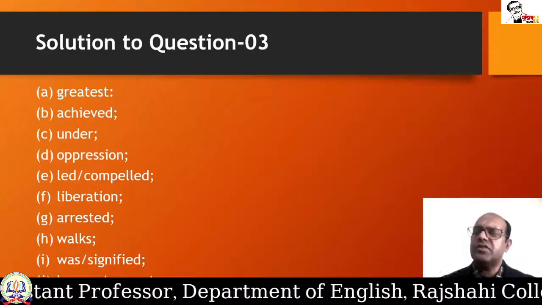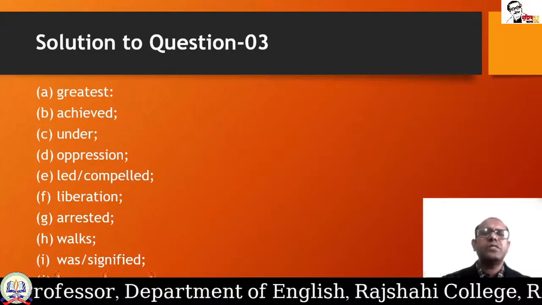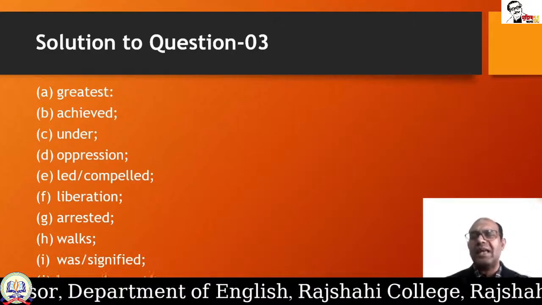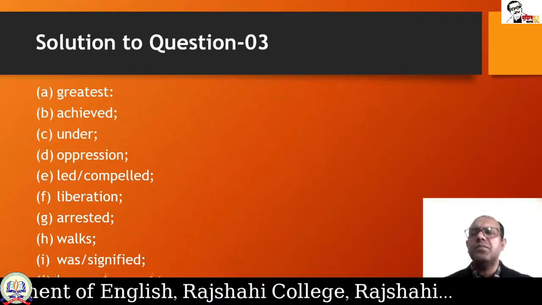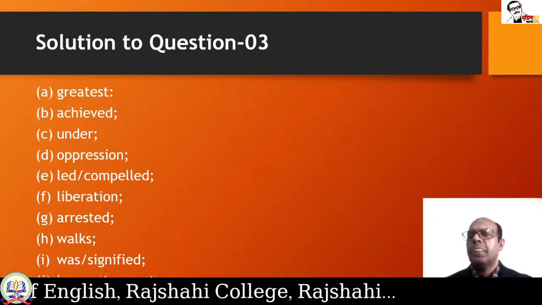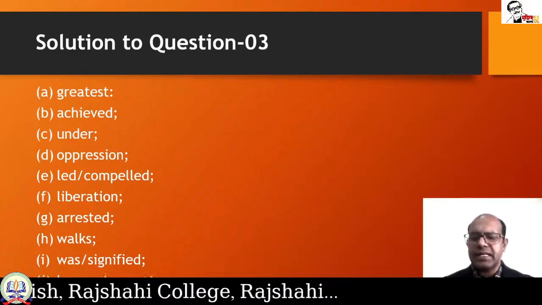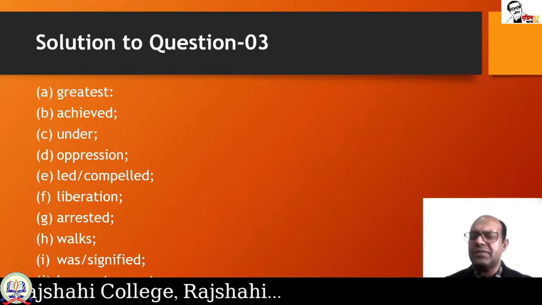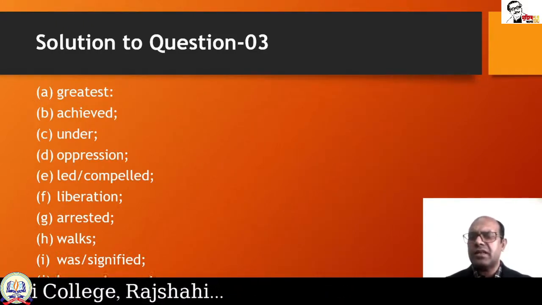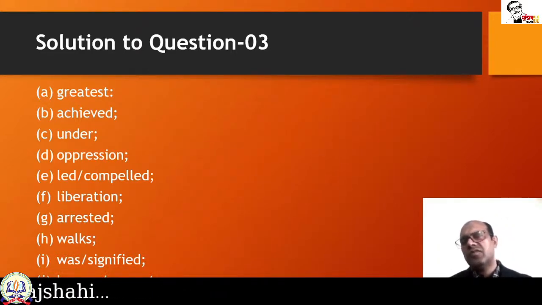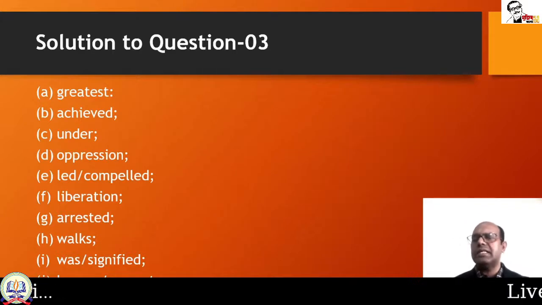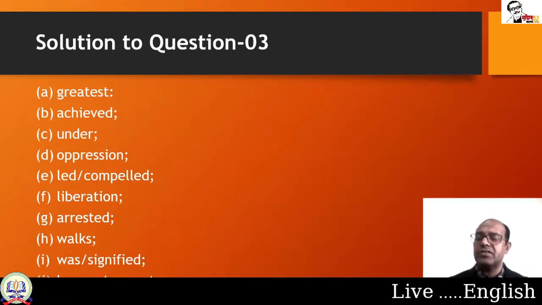So here is the solution to question 3. Those students who are with my live class, those who have already given their answer in the inbox, now check it out. For gap A, you can write greatest. For gap B, achieved. For gap C, you can write under. For gap D, you can write oppression. For gap E, you can write led or compelled. For gap F, you can use liberation.